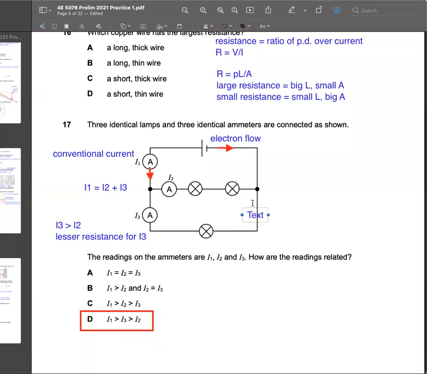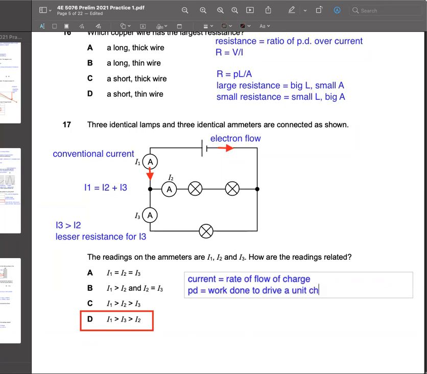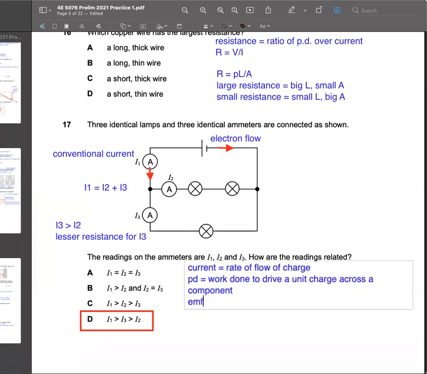Now, what is current? Current is the rate of flow of charge. What's PD? PD is the work done to drive a unit charge through a component. Now you're reading off the notes, bro. Okay, what's EMF?